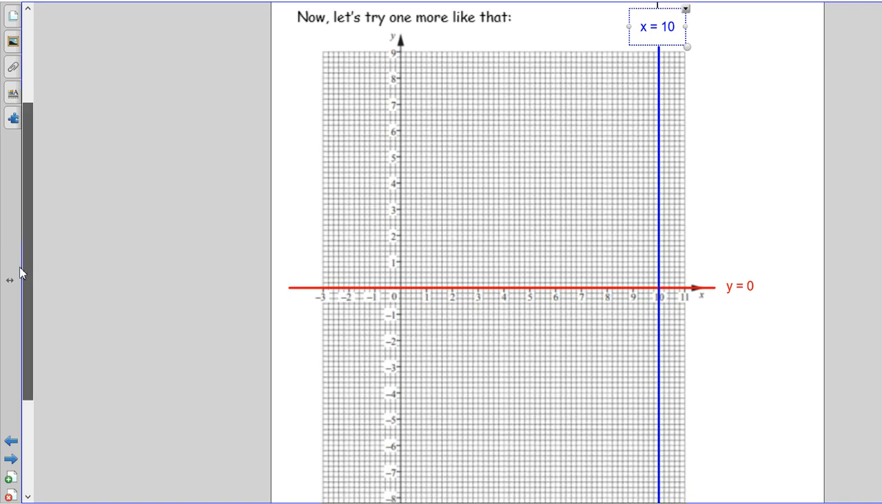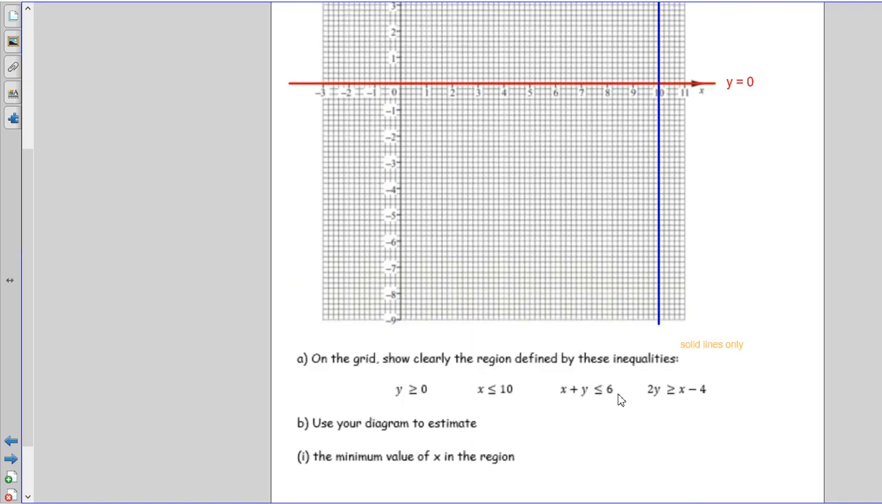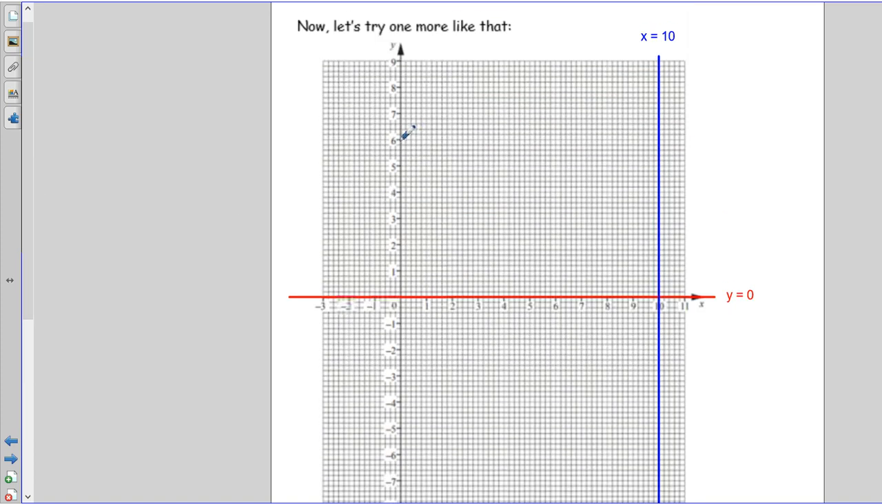The next one is x plus y equals 6. If you were to rearrange that, it's an easy one to rearrange in terms of graphing. We'll do it in green. That's just y is less than or equal to 6 minus x. Easy to graph. It's got a y-intercept of 6 and a gradient of -1. So plot your y-intercept of 6 and gradient of -1.